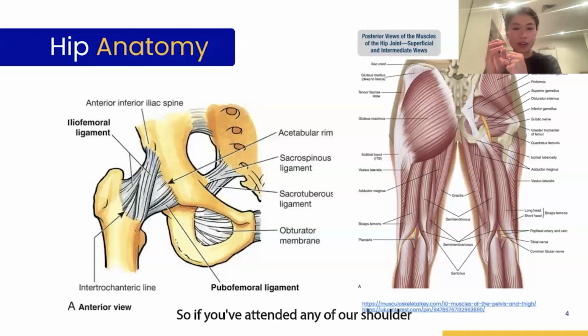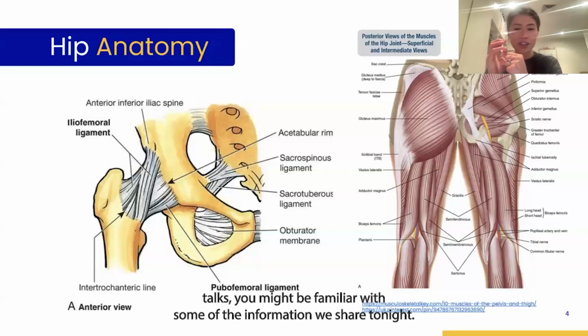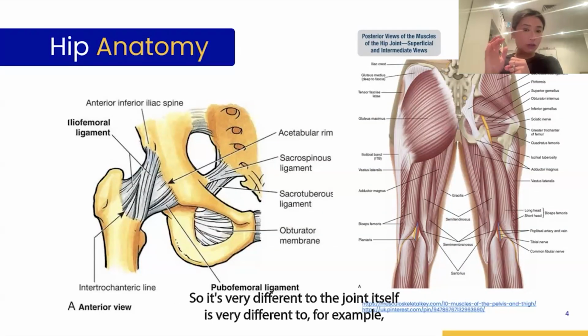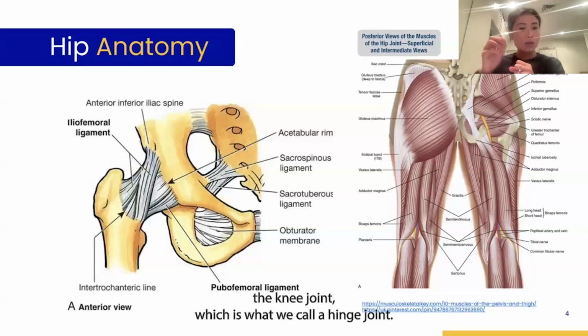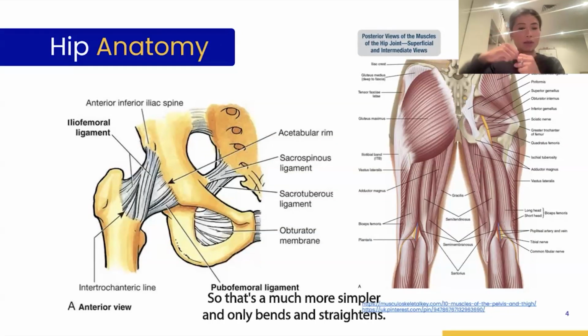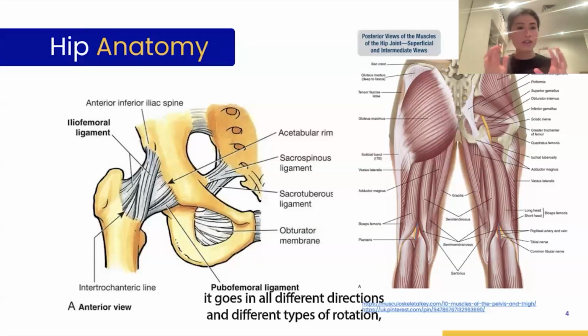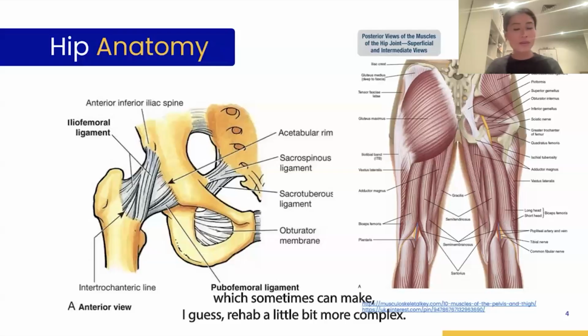So if you've attended any of our shoulder talks, you might be familiar with some of the information we share tonight. And typically, with rehab, we do address the joints somewhat similarly. The joint itself is very different to, for example, the knee joint, which is what we call a hinge joint. That's much simpler and it only bends and straightens. Whereas the hip joint and the shoulder joint go in all different directions and different types of rotation, which sometimes can make rehab a little bit more complex.